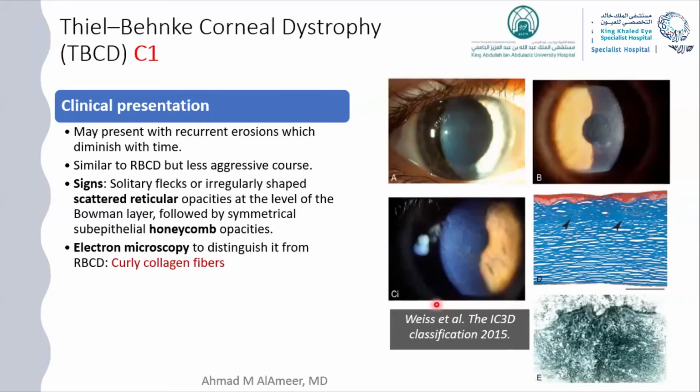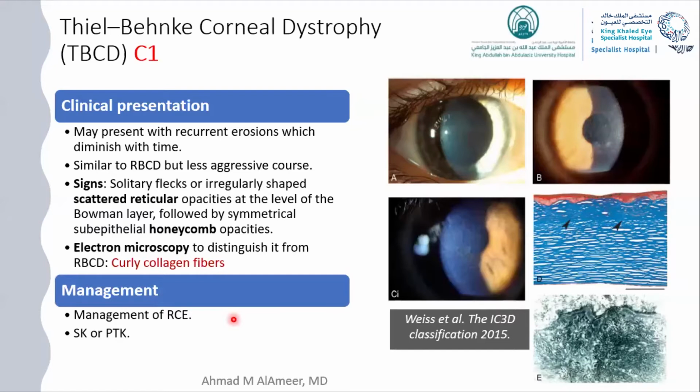They have solitary flecks that might lead to honeycomb opacities. In light microscopy, you can see subepithelial fibrous tissue with a sawtooth-like surface. Again, electron microscopy is what distinguishes it from Reis-Bücklers corneal dystrophy by the presence of curly collagen fibers. All of these are questions that are commonly asked in MCQ exams.